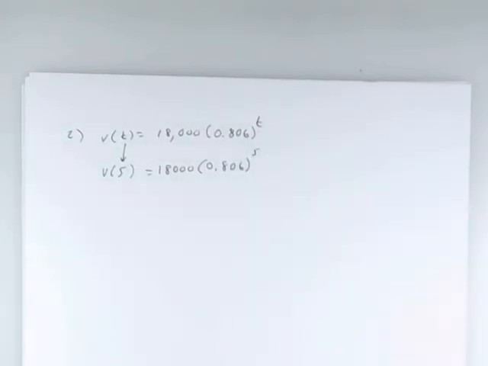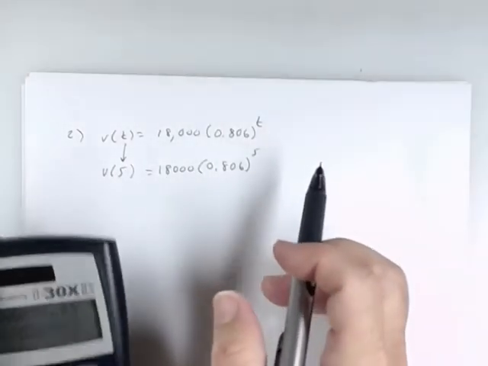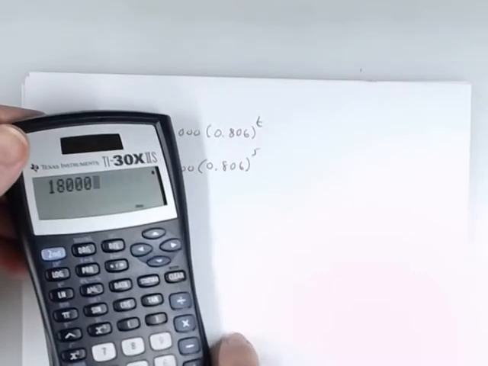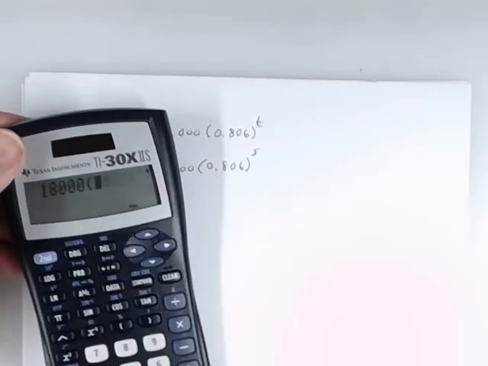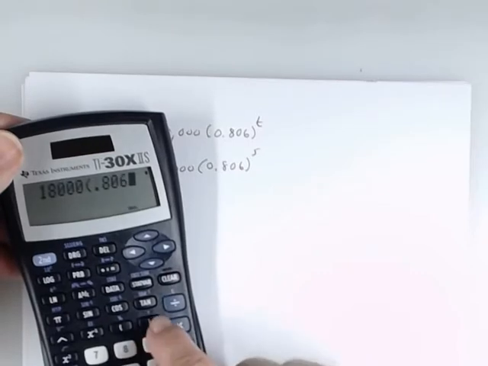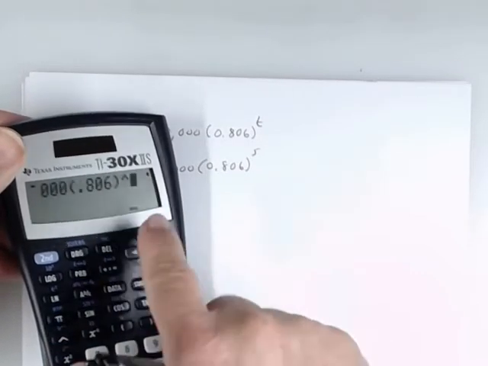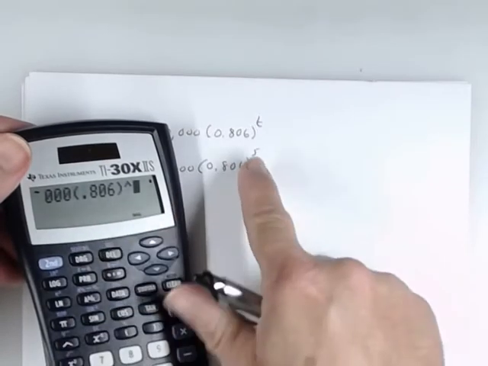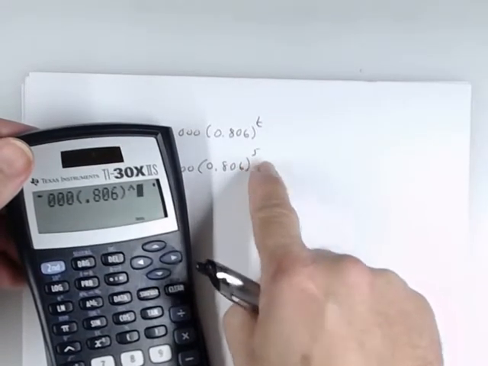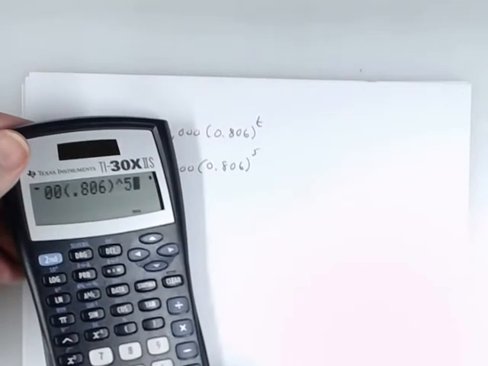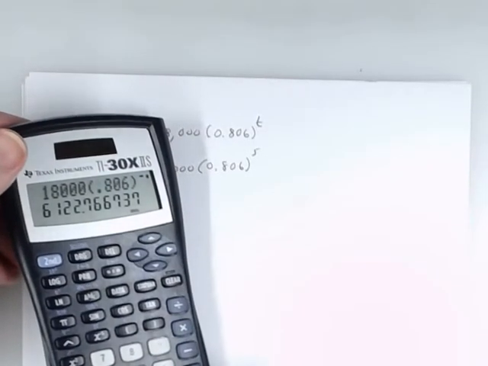And it's just a matter of you using your calculator. So you just type it as you see it. You're going to say 18,000 times 0.806 closed, and then raised to what power? A fifth. Now, do I need to put parentheses here? No, because it's just one number, right? So you can just say 5. If you want to put parentheses, you can, but I'm not. And so that's the value of the car.